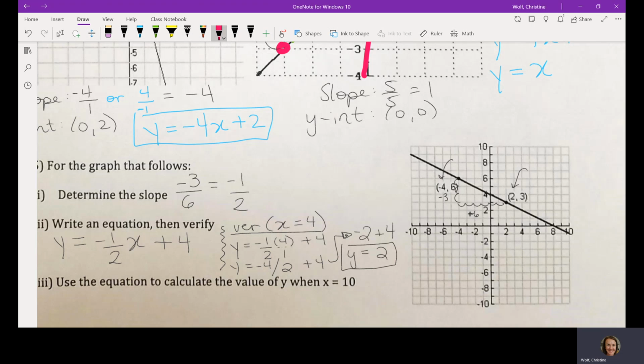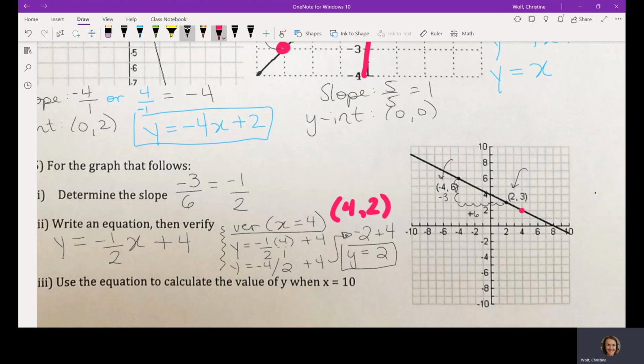So what that means is I'm saying that if my equation is right, I should have a point where x is 4 and y is 2. So x is 4, y is 2 right there. Perfect. That's on the graph. So I know the equation we created is right.